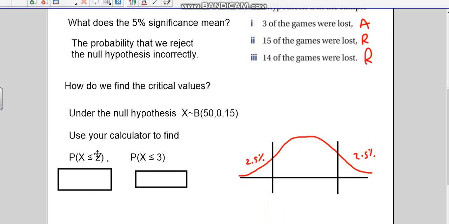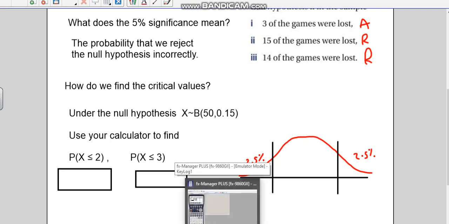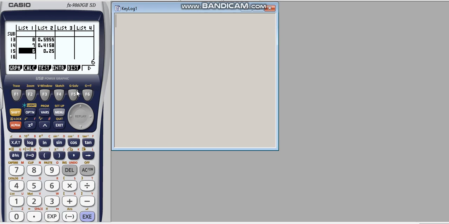If you pop that in your calculator, in fact I can show you how to do that in case you've still struggled. If you've got a larger calculator, that's what I've got here.